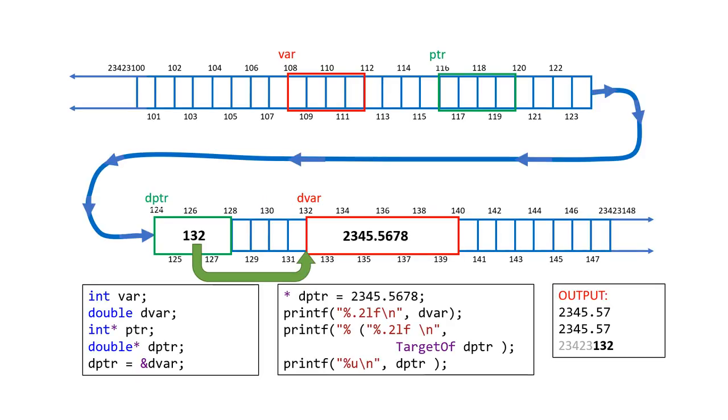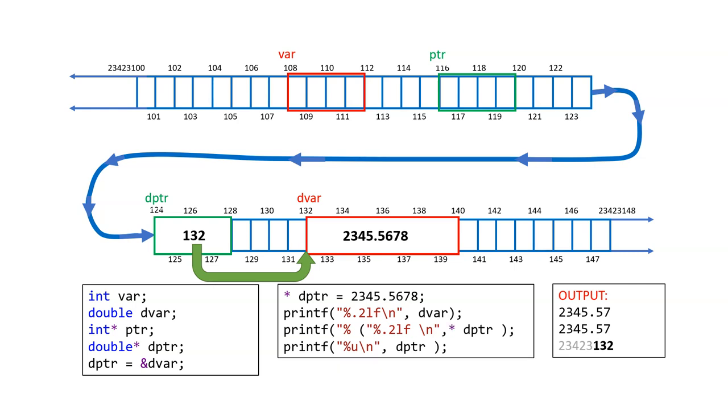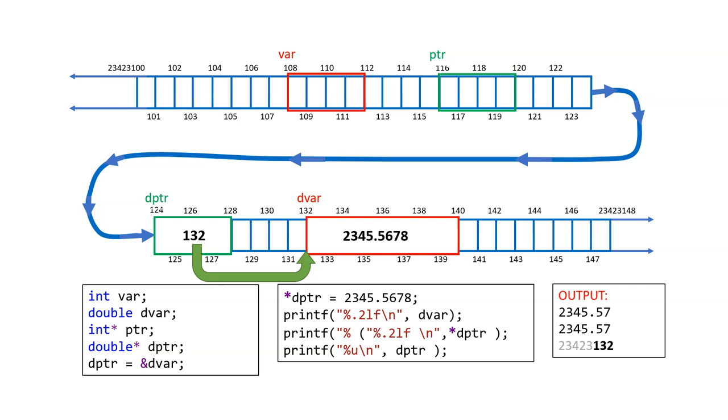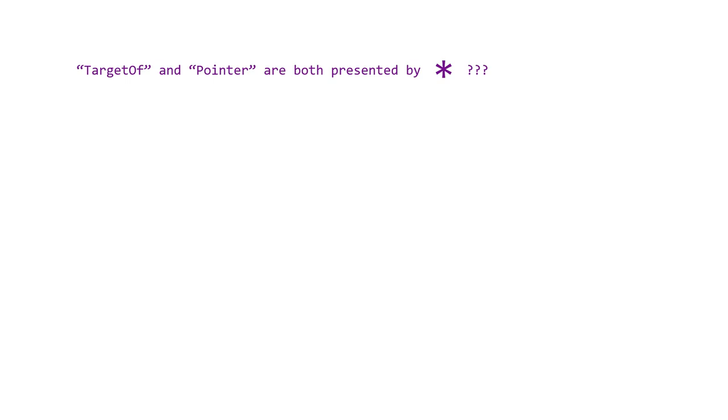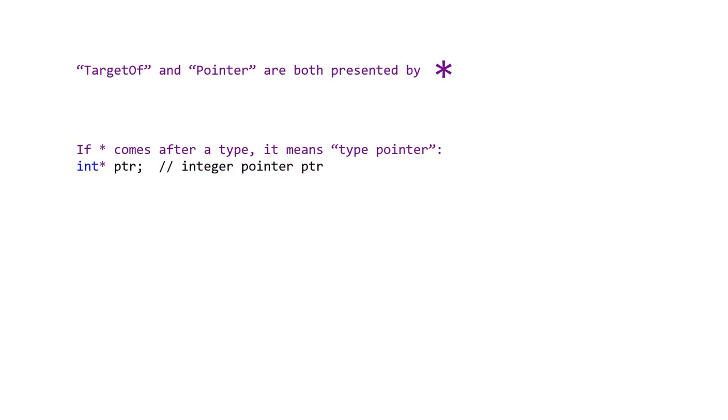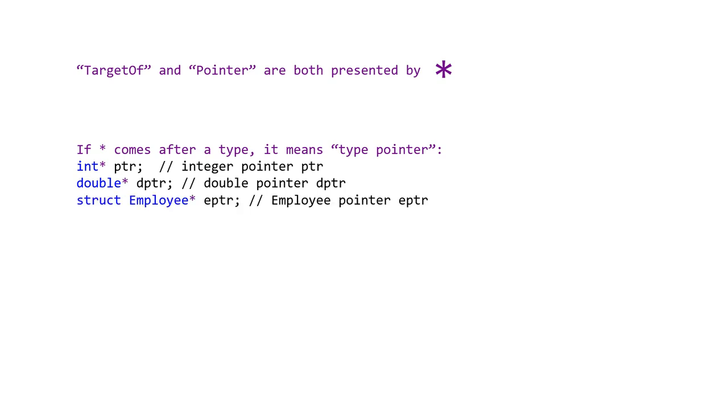And target of, again, is presented by asterisk, which is kind of an awful thing because now I'm confused. Which one is what? So we're going to say target of and pointer are both presented by asterisk, right? So if the asterisk comes after a type, it means type pointer, like employee pointer, like book pointer, like double pointer, like character pointer, or a structure employee pointer. But of course, in C++, you create a structure, it becomes automatically a type. You don't need to put struct anymore, okay? So employee pointer. These are all pointers.